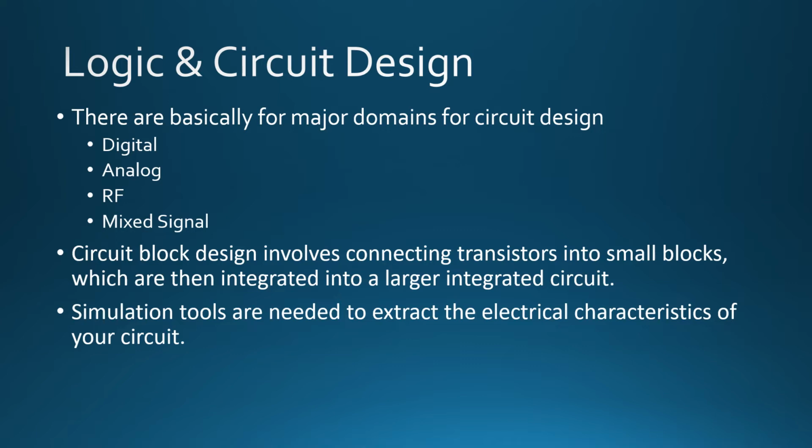The circuit block design involves basically connecting transistors to build smaller blocks. These smaller blocks will integrate to become larger blocks, and these larger blocks will integrate to become an IC. So that's how the design flow goes. A lot of simulation tools are needed to extract all these electrical characteristics from each circuit. All these aspects come under this part of the IC design flow.